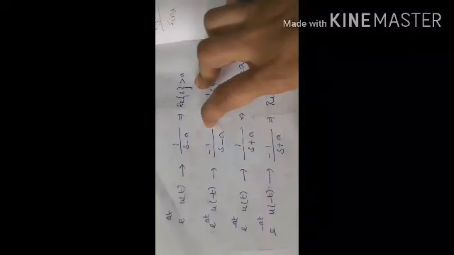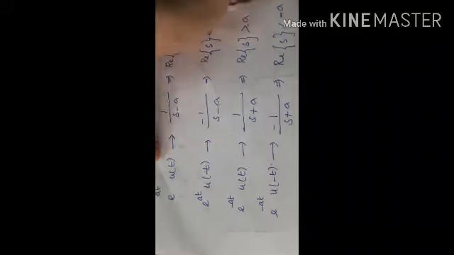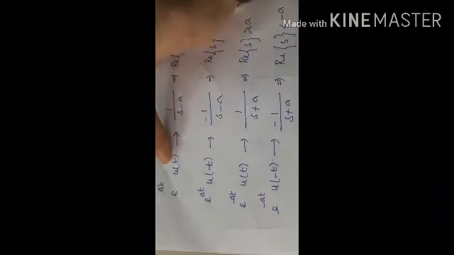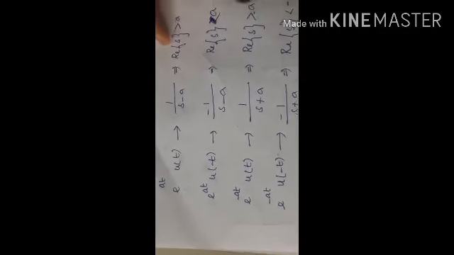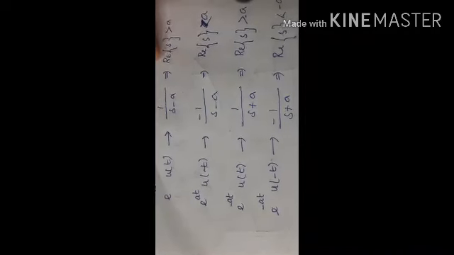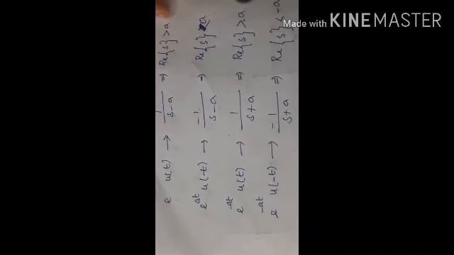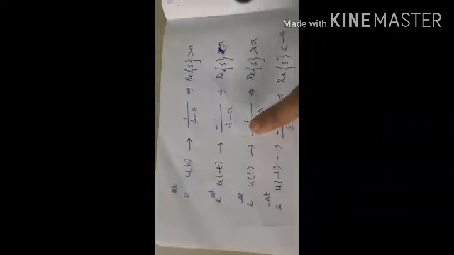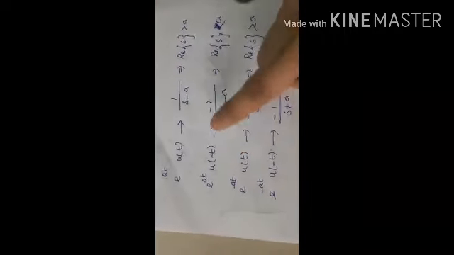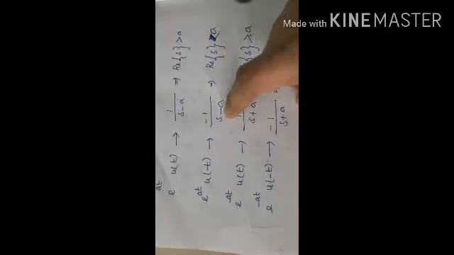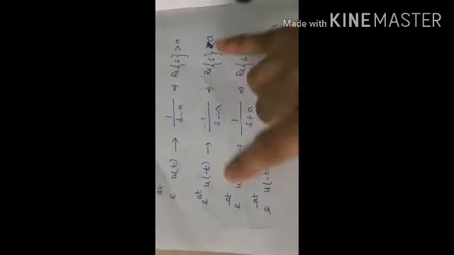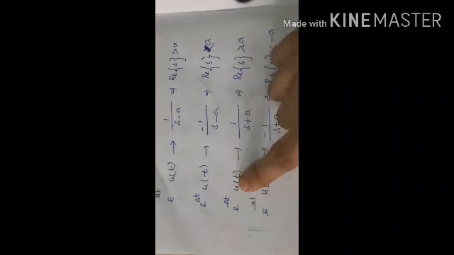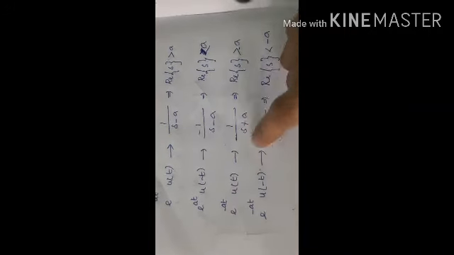See here, I have consolidated all four exponential signals. See, e power at u of t. u of t is a right-sided signal, so 1 by s minus a, and the region of convergence is the real part of s greater than a. Then e power at u of minus t. It is a left-sided signal, so minus 1 by s minus a, and the region of convergence will be the real part of s less than a. e power minus at u of t is a right-sided signal, 1 by s plus a.